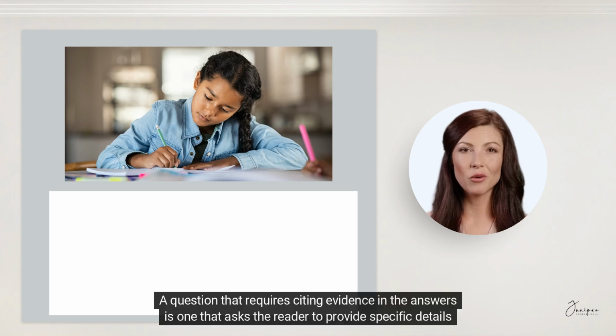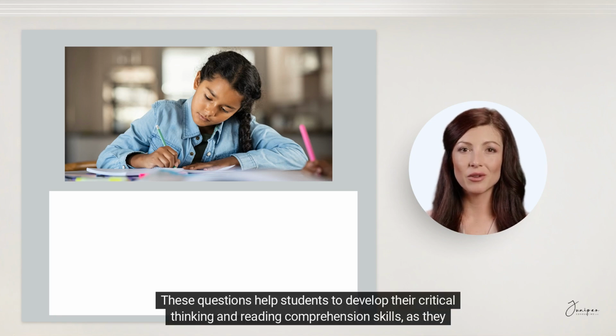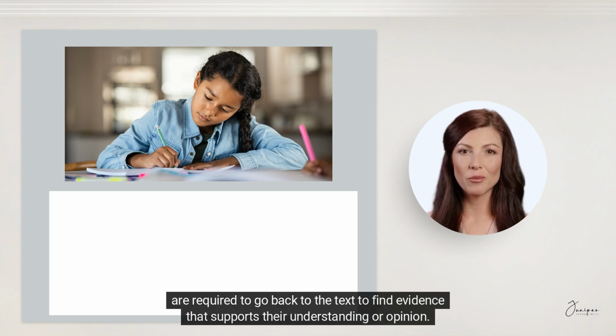A question that requires citing evidence in the answers is one that asks the reader to provide specific details or quotes from the text to support their response. These questions help students to develop their critical thinking and reading comprehension skills, as they are required to go back to the text to find evidence that supports their understanding or opinion.